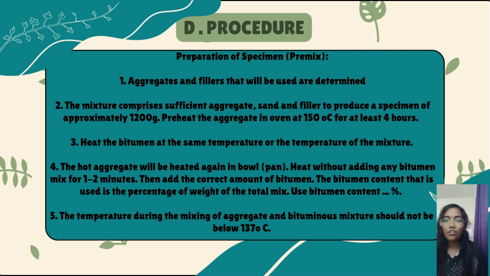Number 4, the hot aggregate will be heated again in a bowl. Heat without adding any bitumen, mix for 1 to 2 minutes. Then add the correct amount of bitumen. The bitumen content that is used is the percentage of weight of the total mix. Number 5, the temperature during the mixing of aggregate and bitumen mixture should not be below 137 Celsius.